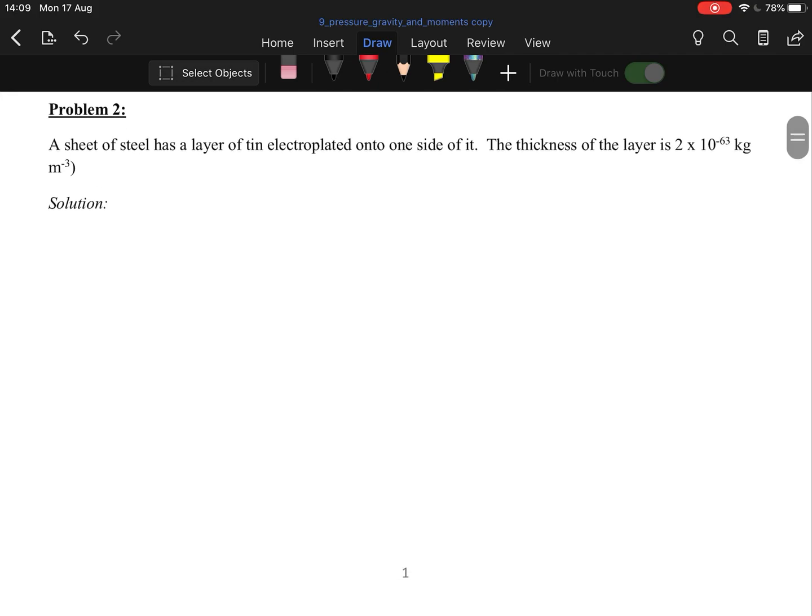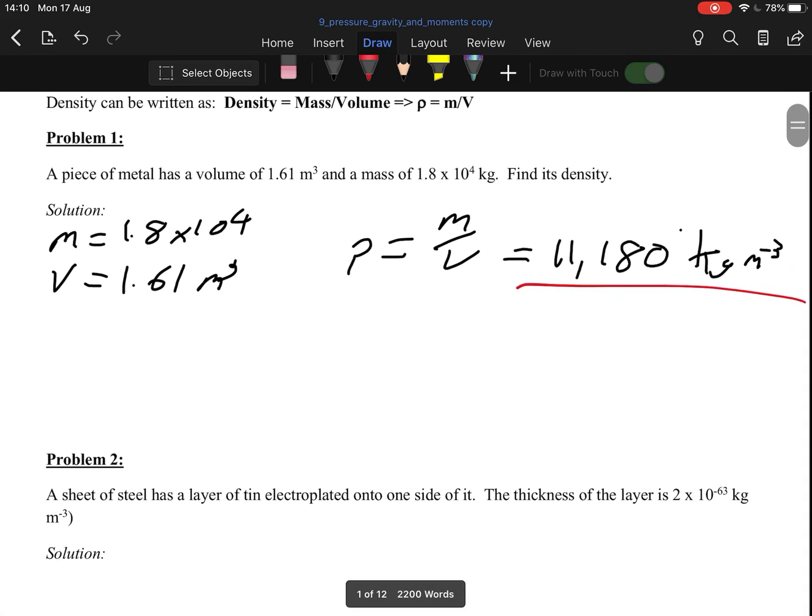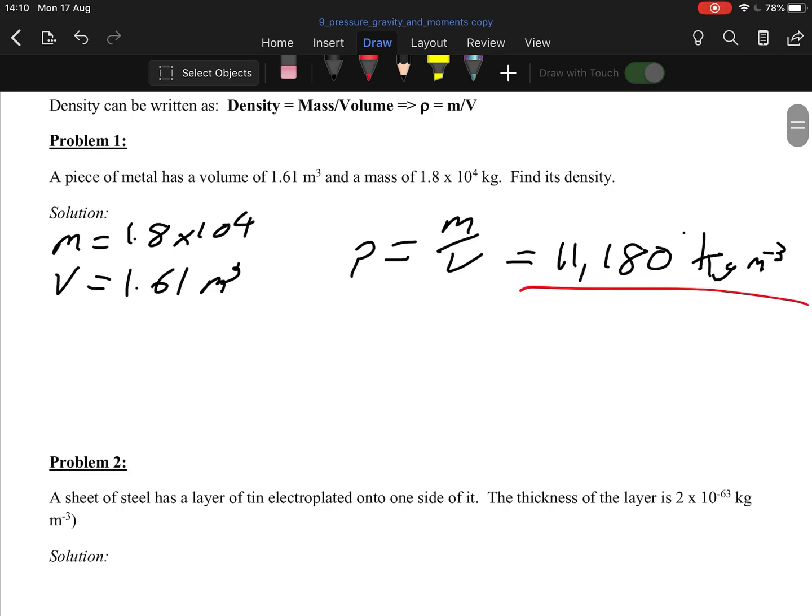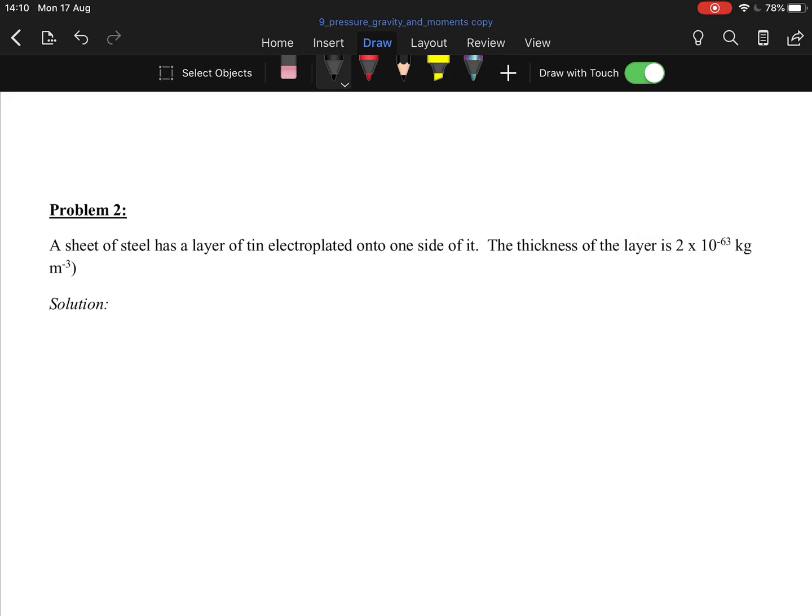Problem 2. Okay, so there's a bit missing from this question. I meant to update the notes there. I'm after uploading the wrong one, doesn't matter. So a sheet of steel has a layer of tin electroplated onto the side of it. The thickness of the layer is 2 by 10 to the minus, that should be to the minus 6. Yeah, so the thickness of the layer is 2 by 10 to the minus 6 meters, okay? And 20 grams.